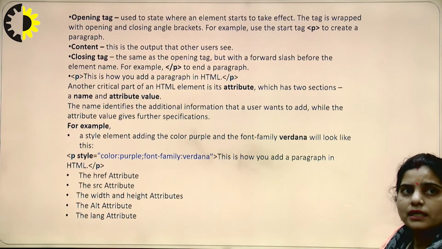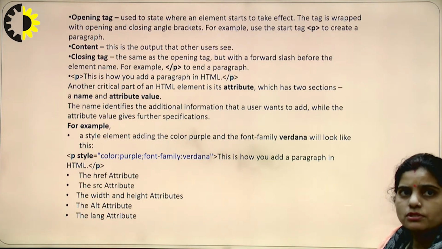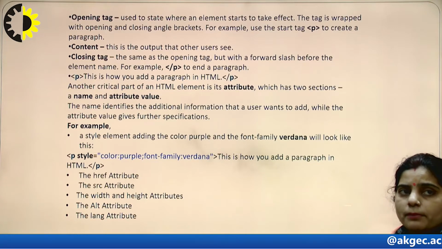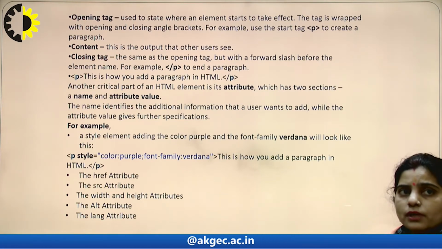Next one is content. This is the output that other users can see. Third one is the closing tag. It is the same as the opening tag, but here we use a forward slash before the element name. For example, the angle bracket opens and after that we put a forward slash. This indicates that this particular tag is used to close the element.